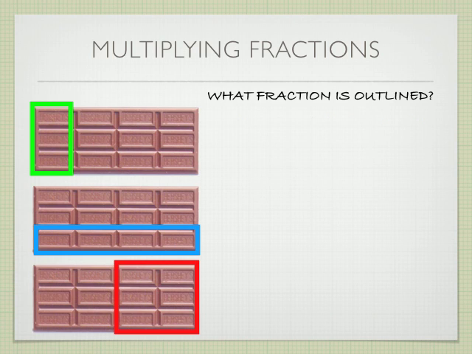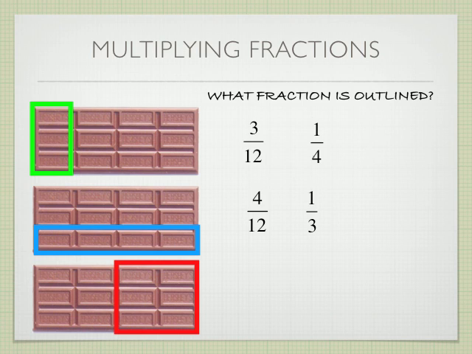What fraction of a Hershey's bar is outlined? Well, the green part, that's 3/12 because it's three pieces, but what else is it? It's one column of chocolate, right? So it's 1/4 of the bar. And that's 4/12, but it's also 1/3 because there's 3 rows and there's 1 row there.